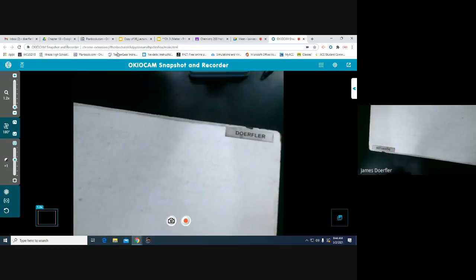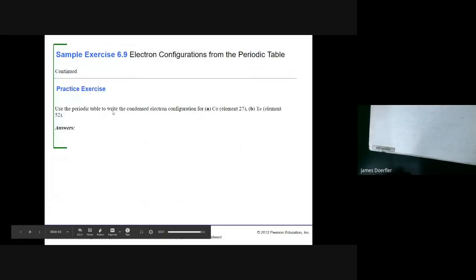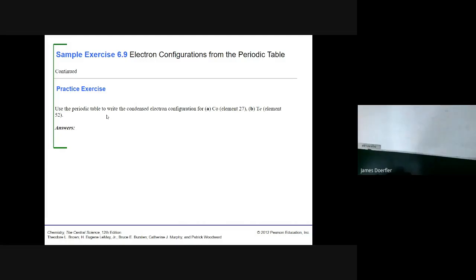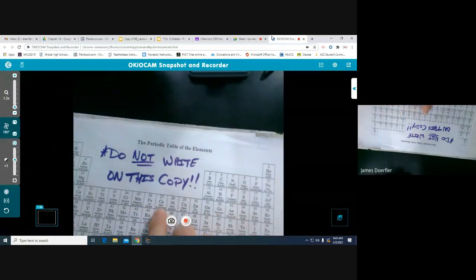Let's look at our next example here. So we've got 2 elements. We're going to do the first one together, and then I'm going to have you do one of them on your own. So let's do A, cobalt. It is element 27. They're so nice, they tell you what element it is. So cobalt is right here.